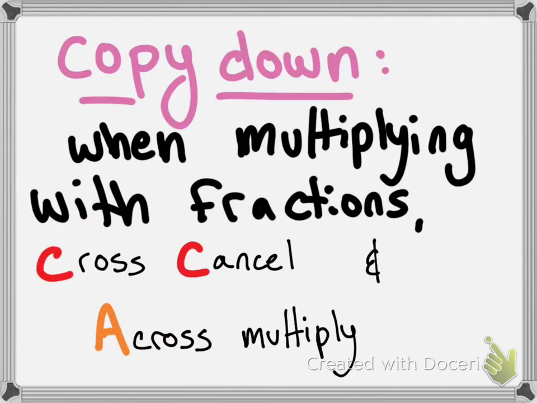So I want you to copy this down though. When we're multiplying with fractions, we cross cancel and we across multiply.